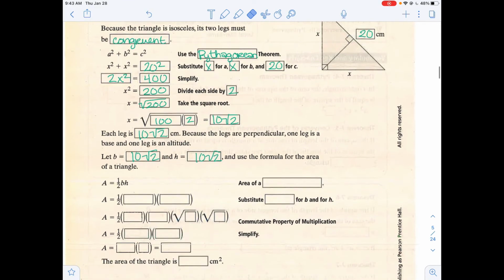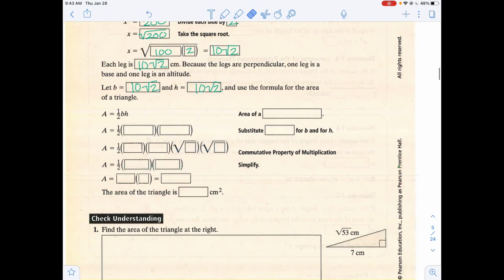So now we want to find the area. We know the area of a triangle is 1/2 base times height, and the base and the height are both 10 square root of 2 centimeters. So we substitute that in for both base and height. Then if we rearrange this a little, we can do 10 times 10 and the square root of 2 times the square root of 2. Well, 10 times 10 is 100, and the square root of 2 times the square root of 2 is just 2. So if we do 1/2 times 100, we get 50, and then multiply that by 2, we get 100. So the area of that triangle is 100 centimeters squared.